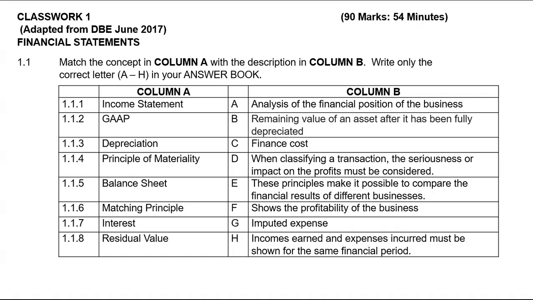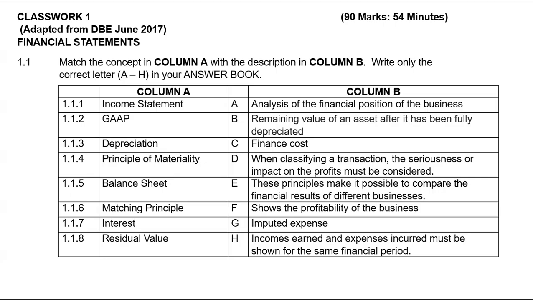So the first concept is the income statement. You know, the income statement is a statement that shows your profit or loss. It's basically showing your income that you have earned minus all your expenses. So it's all about profitability. It's about the performance of the business in a specific or identified financial year. It can be A, which is analysis of financial position of the business. That is the statement of financial position.